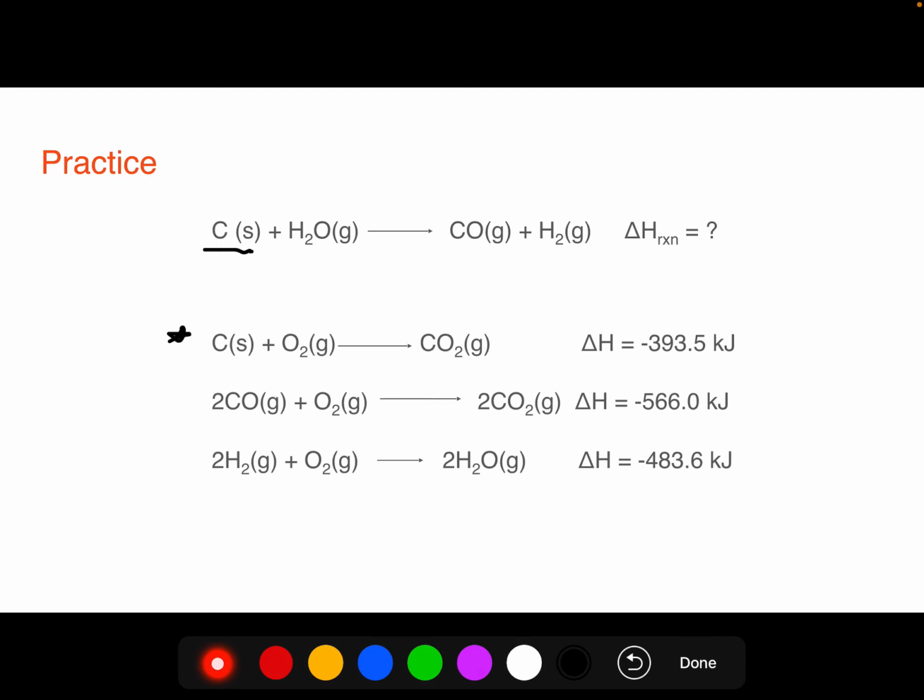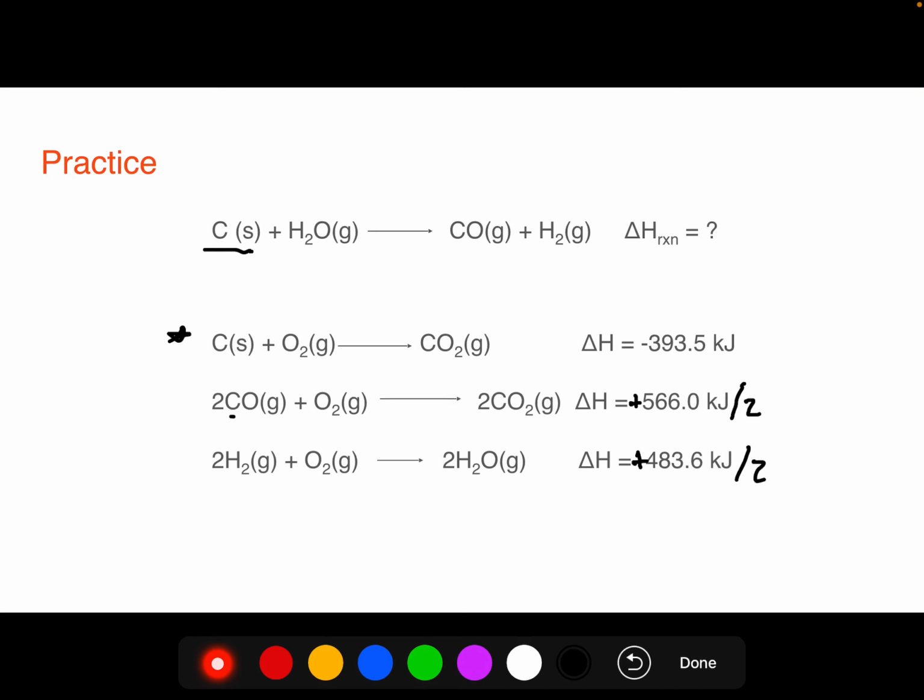So I'm going to go ahead and make it a positive. And also, there's only 1 mole of carbon monoxide up there, so I need to divide this whole thing by 2. So I'm going to go ahead and divide that by 2. And then on the bottom one, we have water, but I need it to be on the other side, and I also need it to be divided by 2. So I'm going to go ahead and make this a positive and divide it by 2.